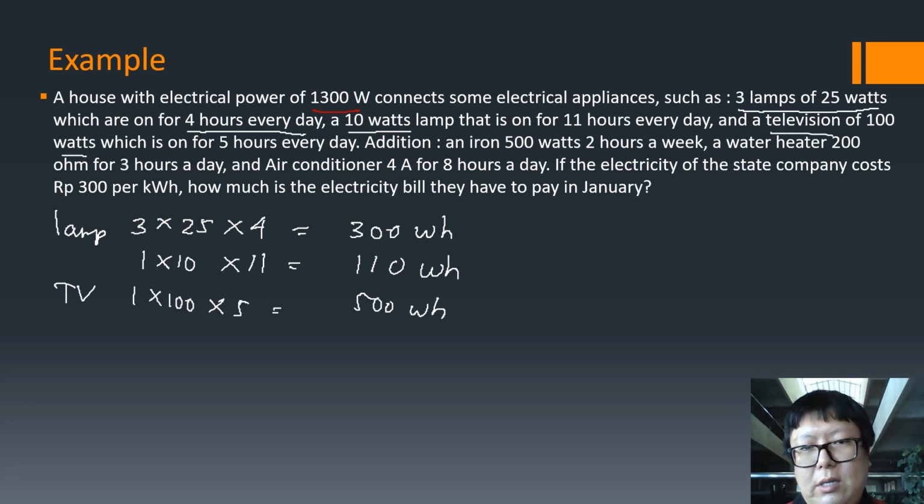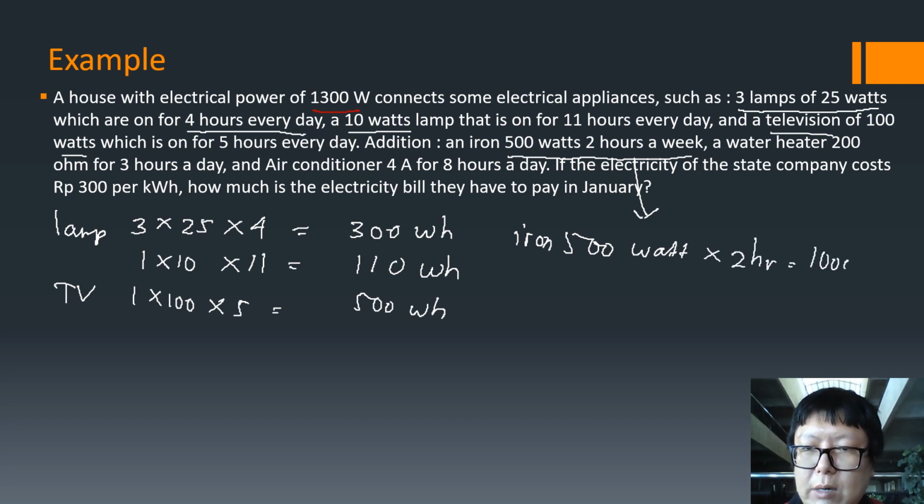In addition, there is an iron, 500 watts, 2 hours a week. Okay, since it is per week, we set it aside for a week. So the iron is 500 watts times 2 hours, so 1000 watt hour. This one is in a week. Don't forget, you cannot join it with the others here. This is a day.